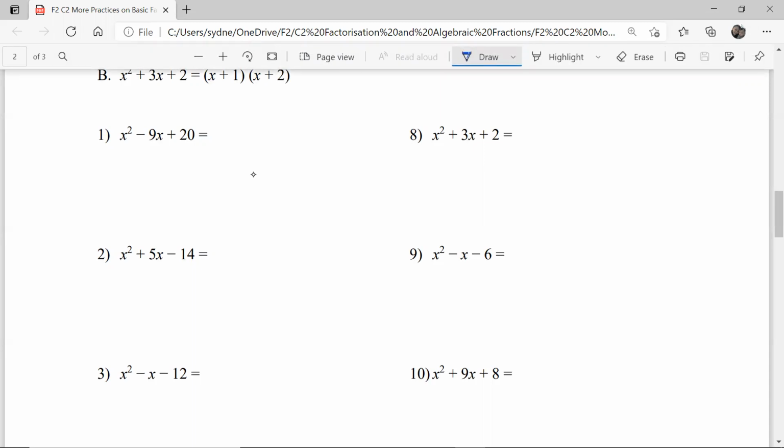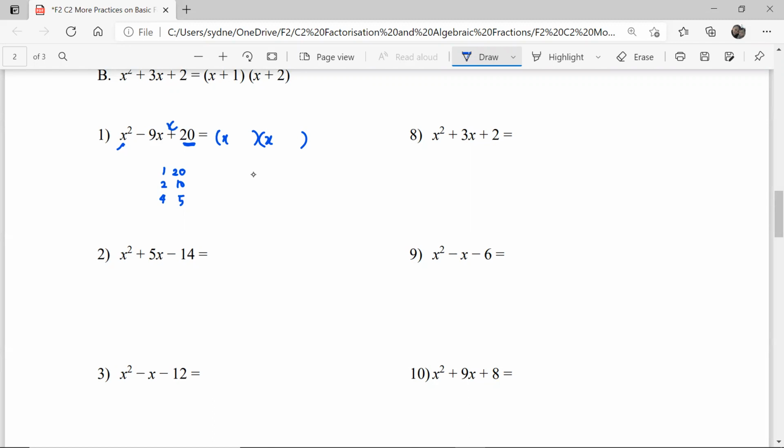Again, as we have learned, we always look when it is 1x squared, so we just put our bracket x and x. This is the first step. The second step is look at this one, 20. What are the factors to get 20? 1 times 20, 2 times 10, 3 cannot, 4 times 5. That's it. So what are we supposed to do with these factors?